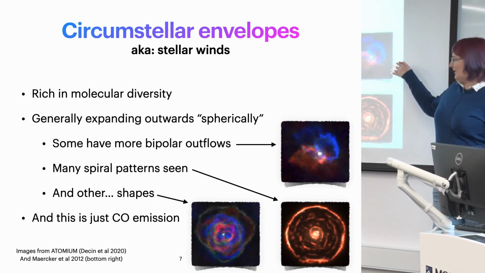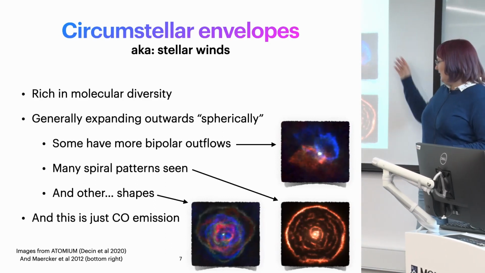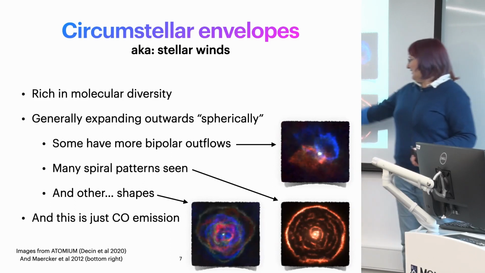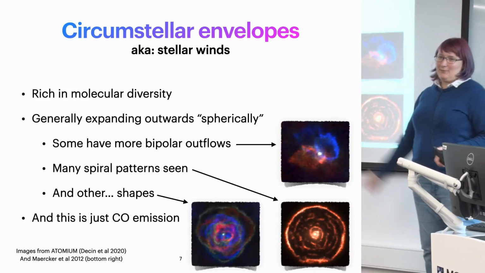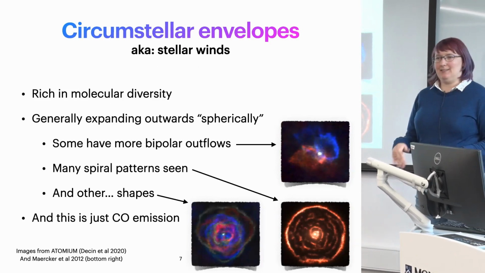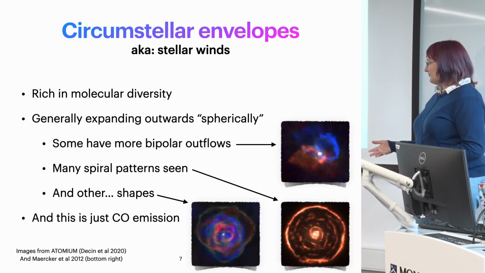We do have some that have bipolar outflows, some that have spirals in here, some that, I don't know, look like a rose maybe. And part of the challenge that we're facing now is explaining why.